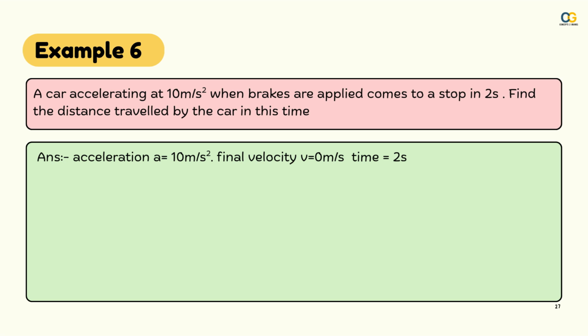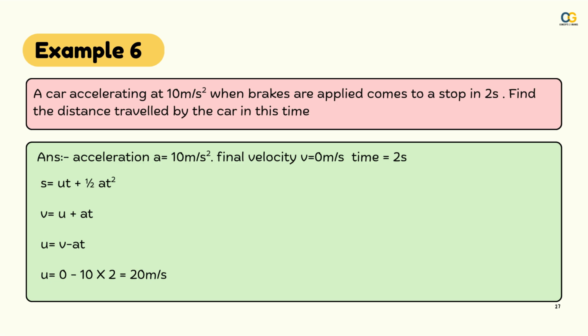So if we have to calculate the distance travelled, which is s equals ut plus half at square, we do not have the initial velocity of the car, which is u. So we can use the other equation, v is equal to u plus at, to find the initial velocity. So u will be equal to v minus at, where v is 0, a is 10 and t is 2. Substituting, we get that the initial velocity is 20 meters per second.